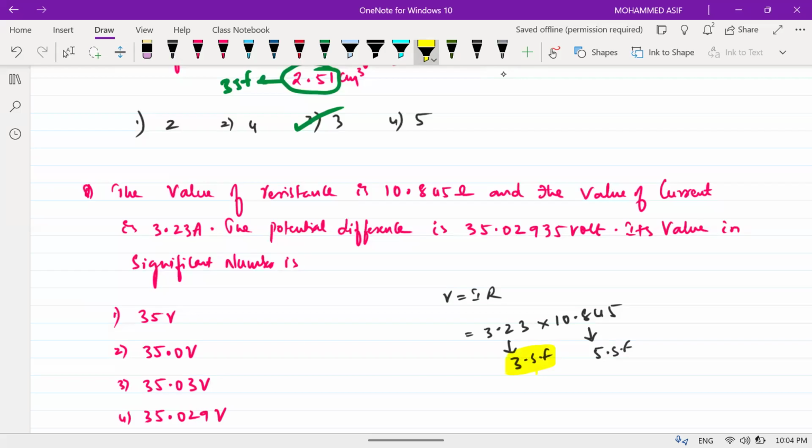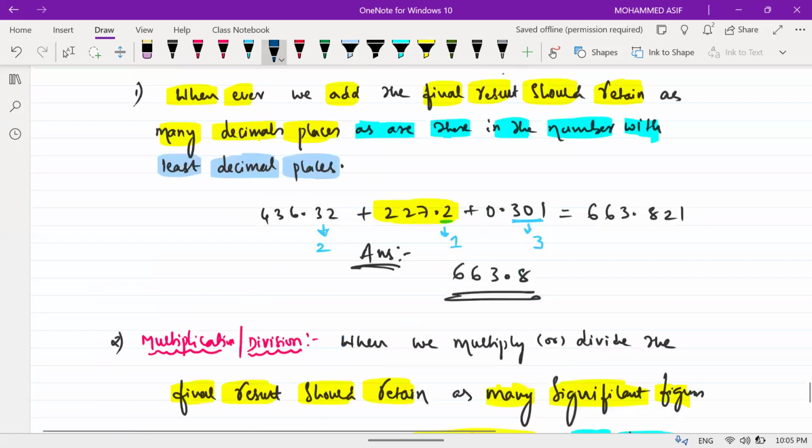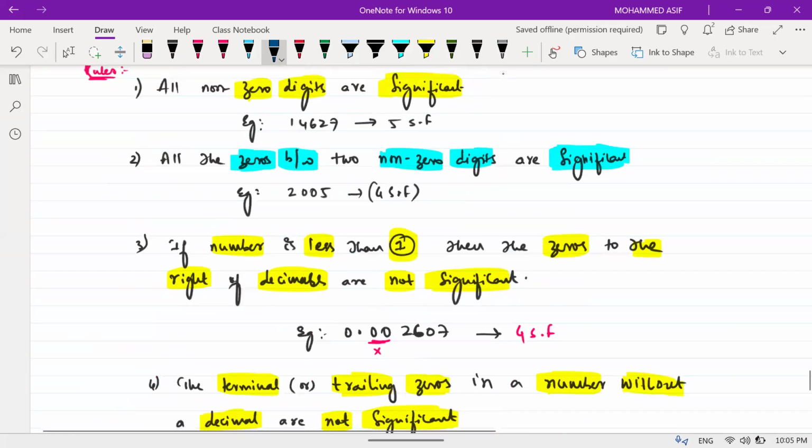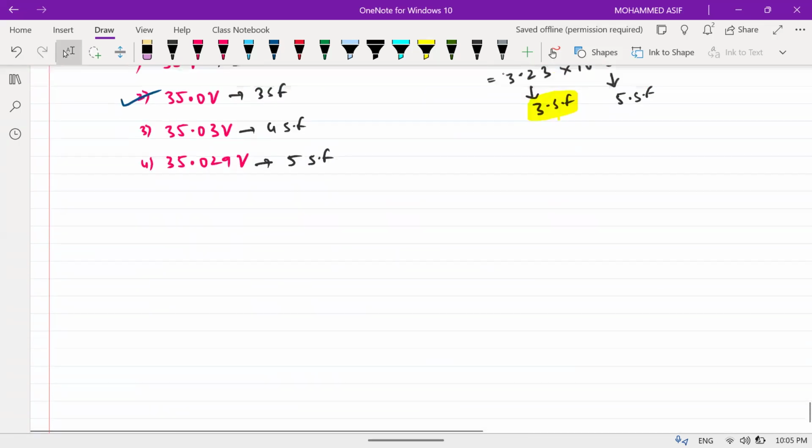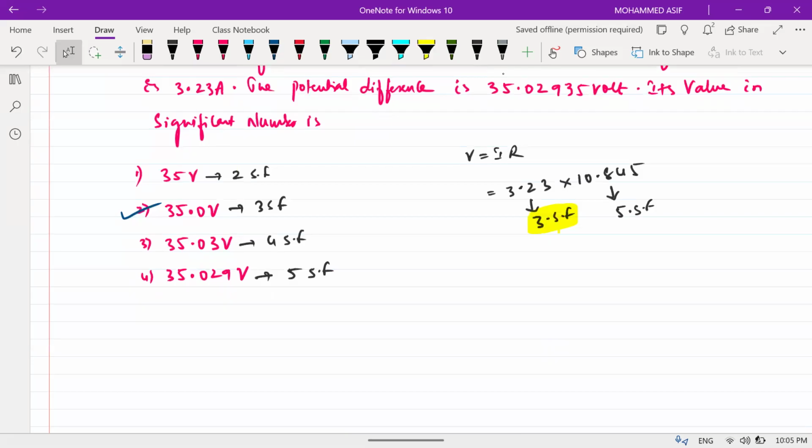So your answer should be which option? First one has 2 significant figures. This one has 3 significant figures. This one has 4 significant figures. And this one has 5 significant figures. 3 significant figures means the second option, 35.0, but not 35. In 35.0, the 0 is also a significant figure, because I told you in the second rule that all the zeros between two non-zero digits are significant, and if there is a decimal, that doesn't make any difference. So in 35.0, after the decimal, the 0 is also significant.